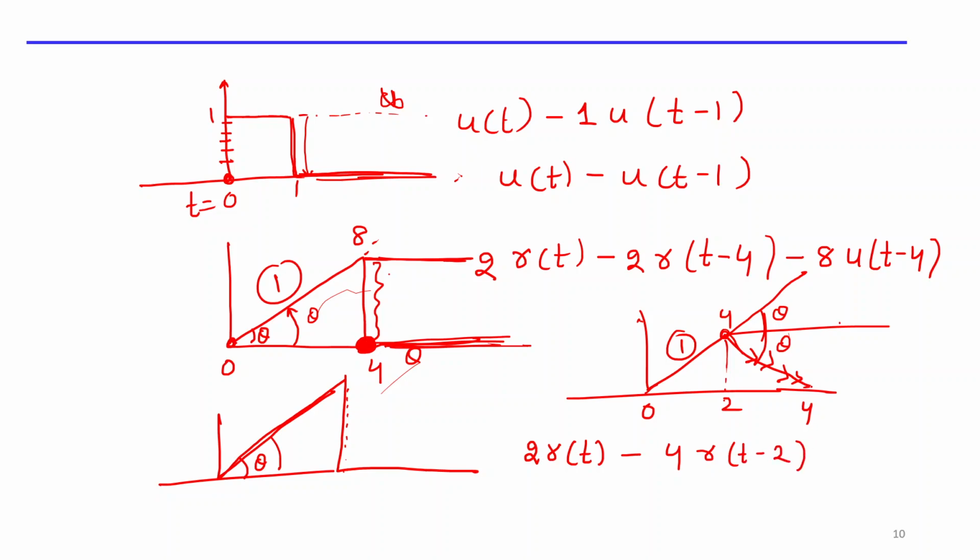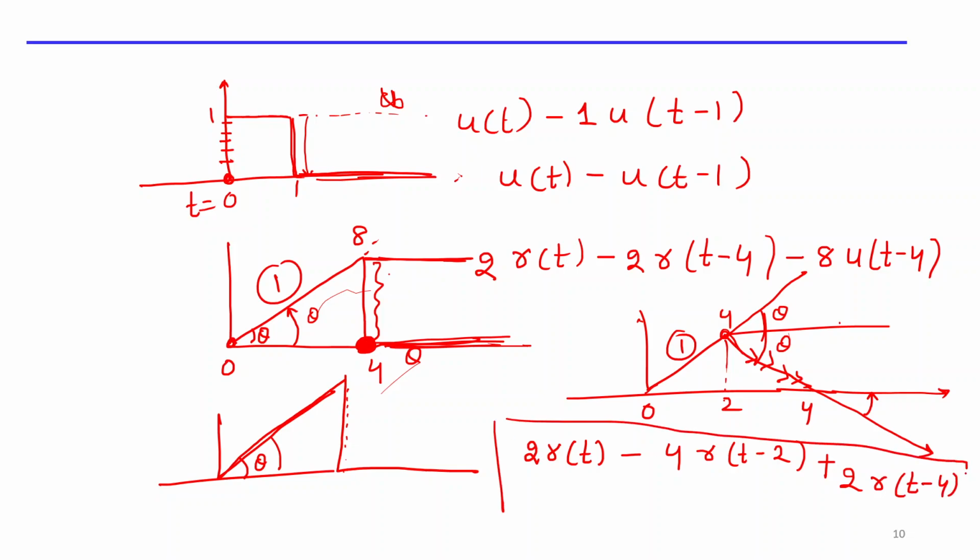Now if you fall down at 2 theta, now you are moving in this direction, but after that you have to go to the x-axis. That's why you have to add the same slope in the positive direction. What is the slope? 2. So r of t minus 4. This is the final answer. Everyone clear? Is it okay?